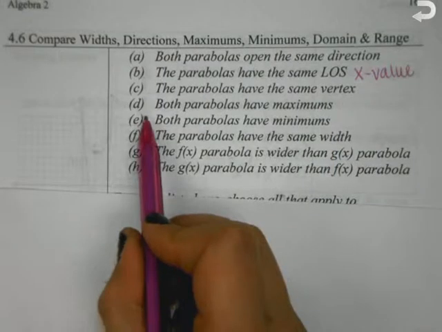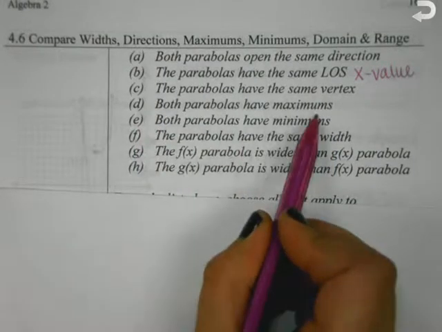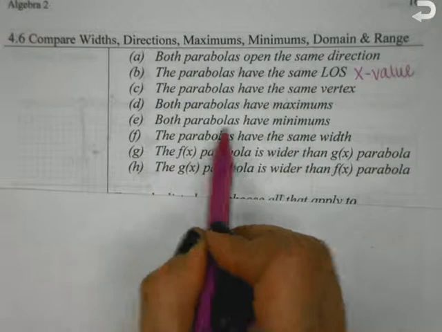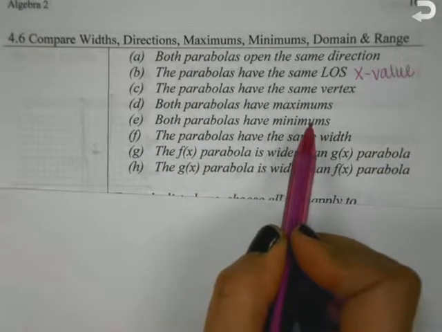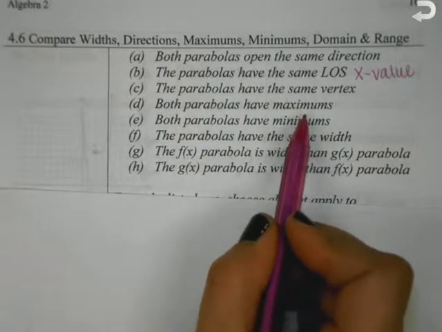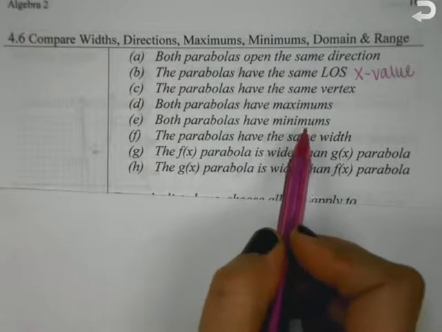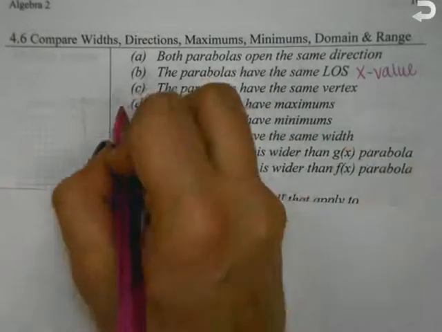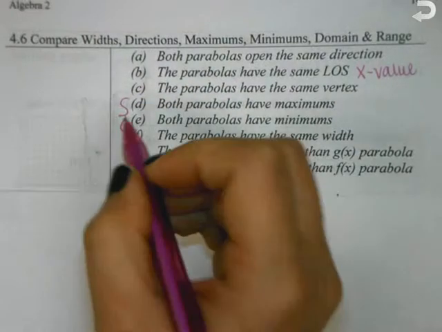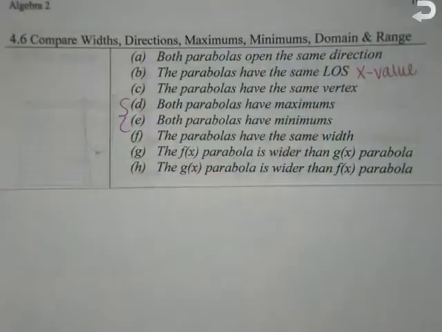D, both parabolas have maximums. E, both parabolas have minimums. Let's pause really there. If a parabola has a maximum, if both of them have a max, can both of them have a min? No, it has to be one or the other, right? So what I do is I put a little curly bracket right there just to indicate that for those it has to be either one or the other. They're kind of grouped together.